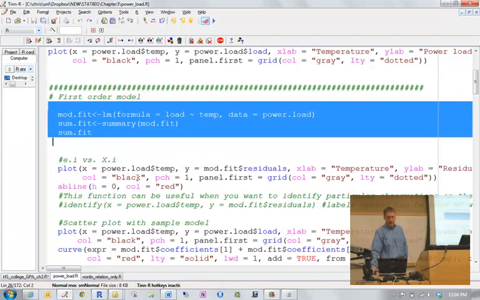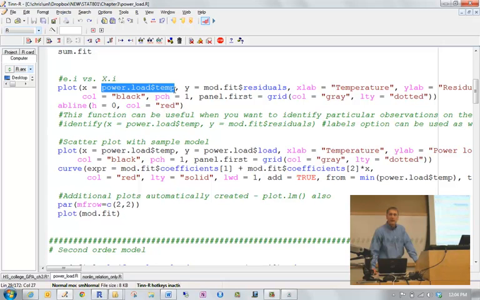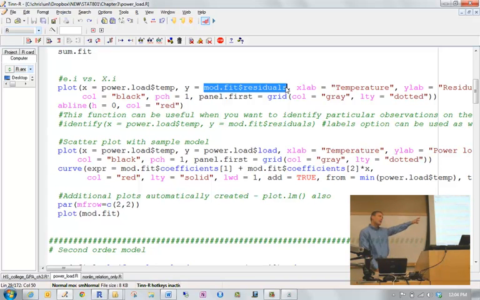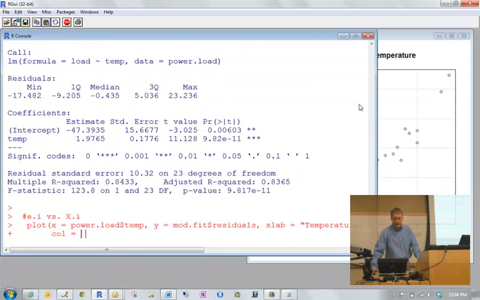How about I do a plot of my residuals versus x? On my x-axis, I'm going to put temperatures. On my y-axis, I'm going to put residuals. Remember how I get the residuals out? I simply pull out the component residuals from mod.fit. I'm going to put in an x-axis label, a y-axis label, a color for the points, open circles, and some grid lines. I'm also going to draw a horizontal line at 0, in red, because remember, on average, residuals are equal to 0. This is what I get.